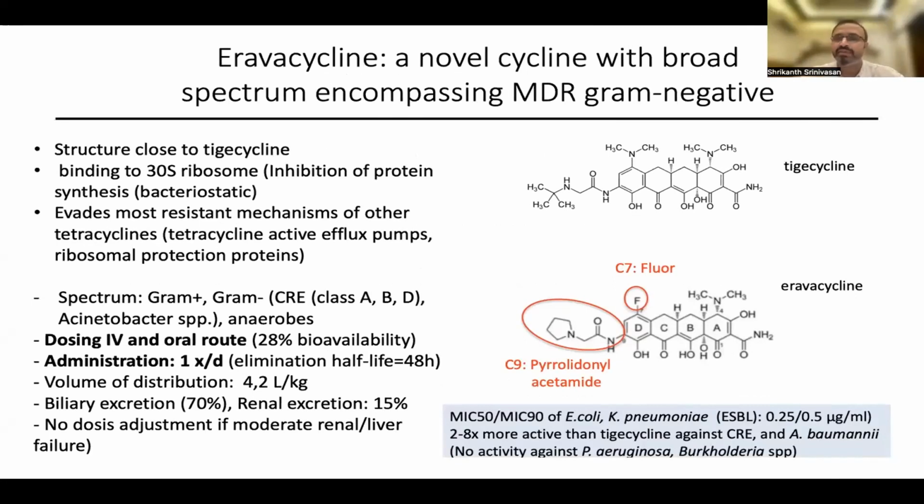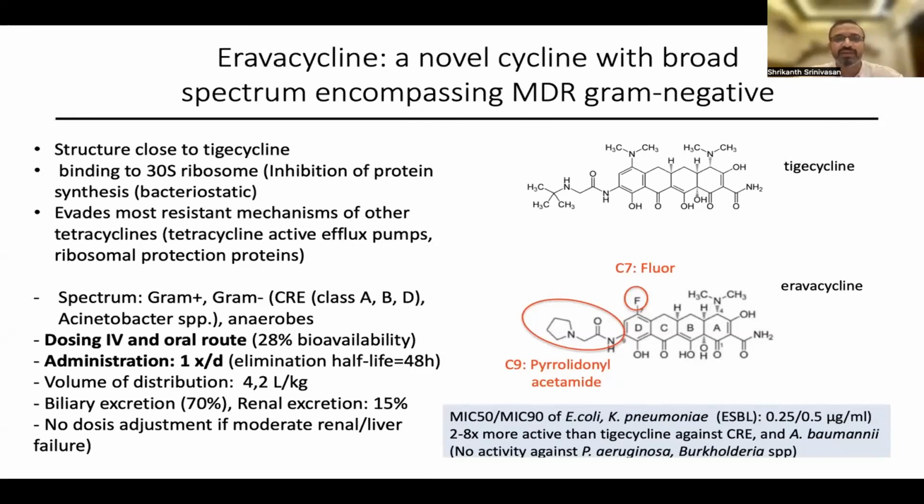It acts by the same mechanism as other tetracyclines do, binding to the 30S ribosome and inhibiting protein synthesis, bacteriostatic. But the advantage is that because of the novel structure of eravacycline, which has a pyrrolidine acetamide ring, it evades most of the resistance mechanisms of other tetracyclines, which are efflux pumps or ribosomal protection proteins. So these are the two mechanisms by which tetracyclines are rendered ineffective, but it overcomes those kinds of resistance.